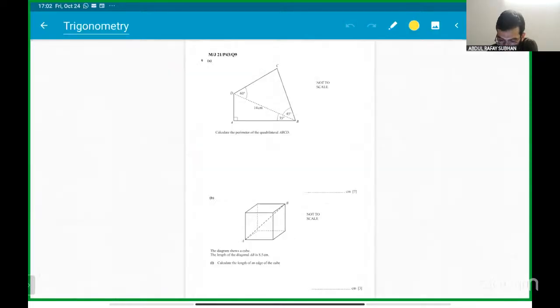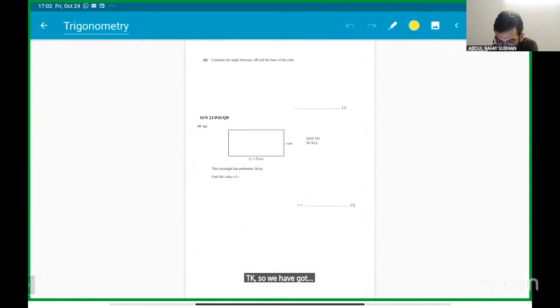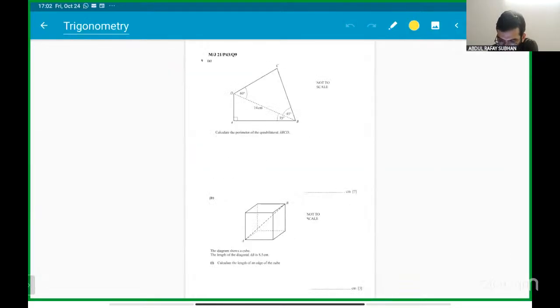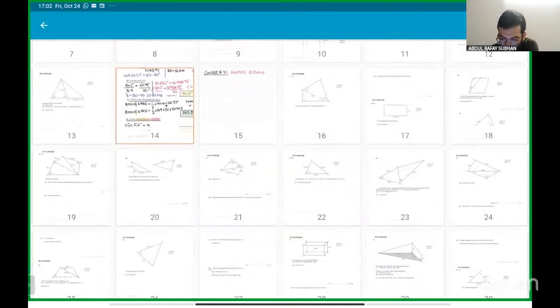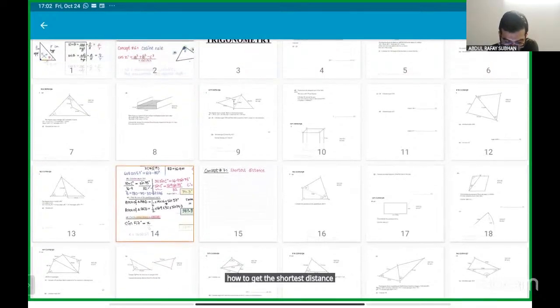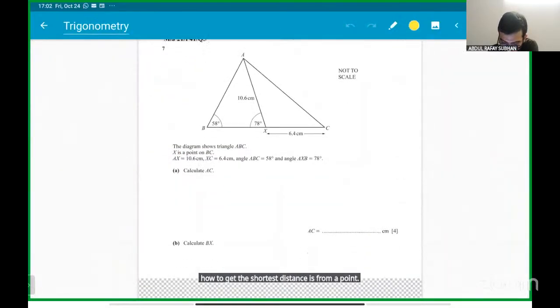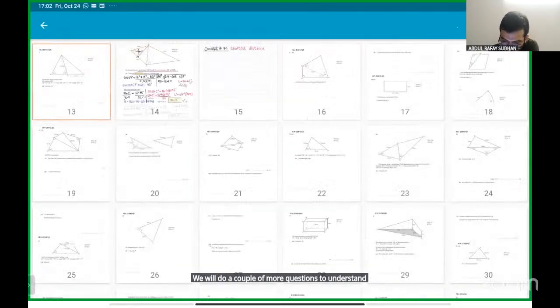Okay. So we have got how to get the shortest distance from a point. We will do a couple more questions to understand this better.